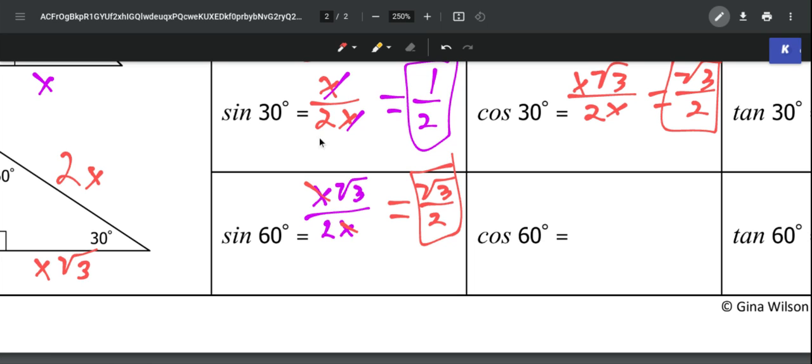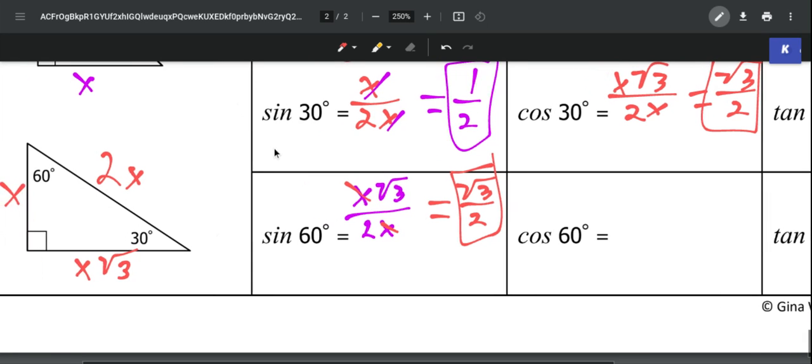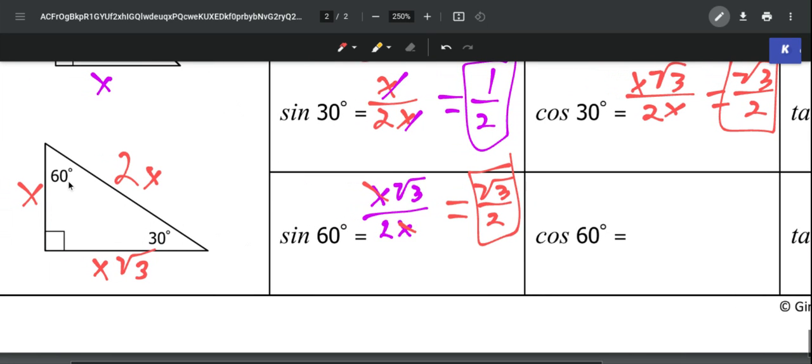Cosine of 60 is just the same thing as sine of 30, but I'll show you just so you believe me. So if we look at cosine of 60, we're saying the adjacent, which is x, over the hypotenuse, which is 2x. So x over 2x, then our x's cancel out and we'll get 1 over 2.